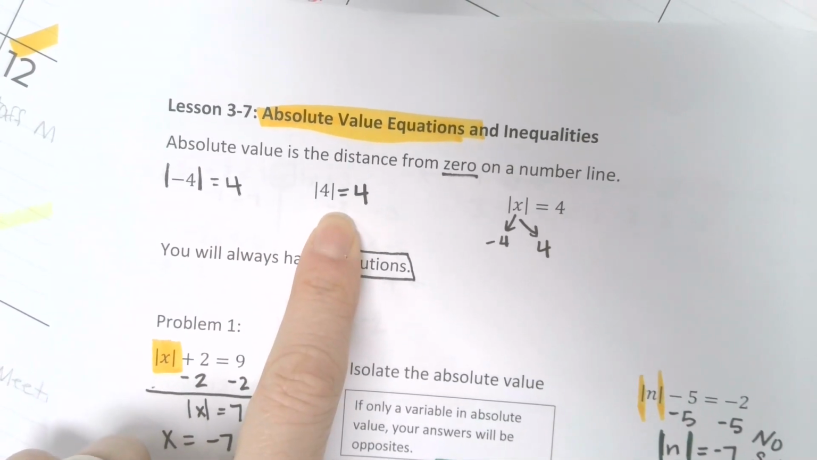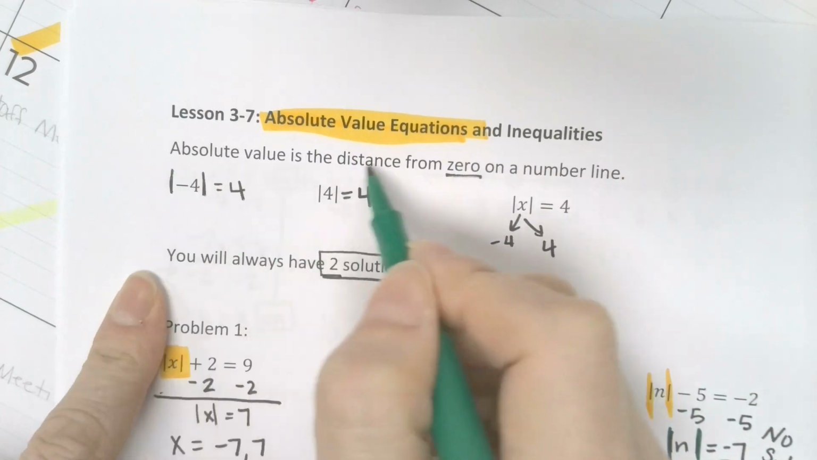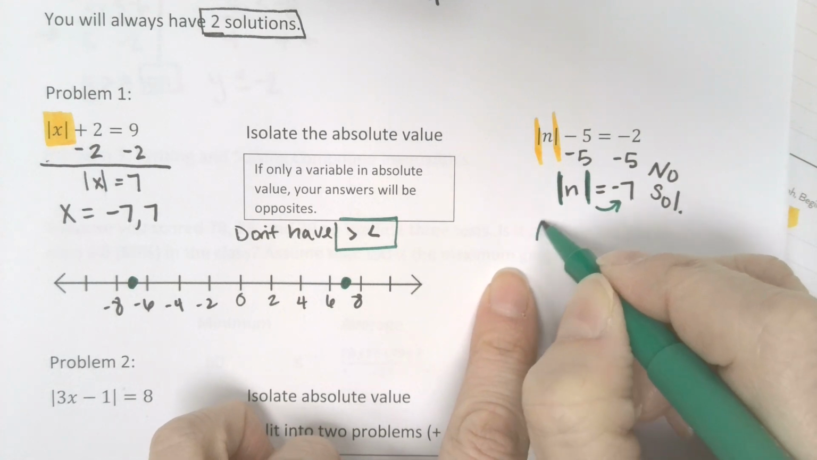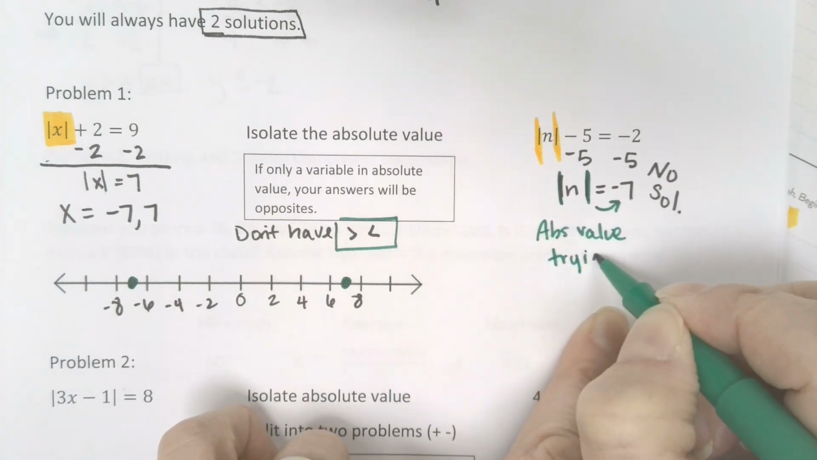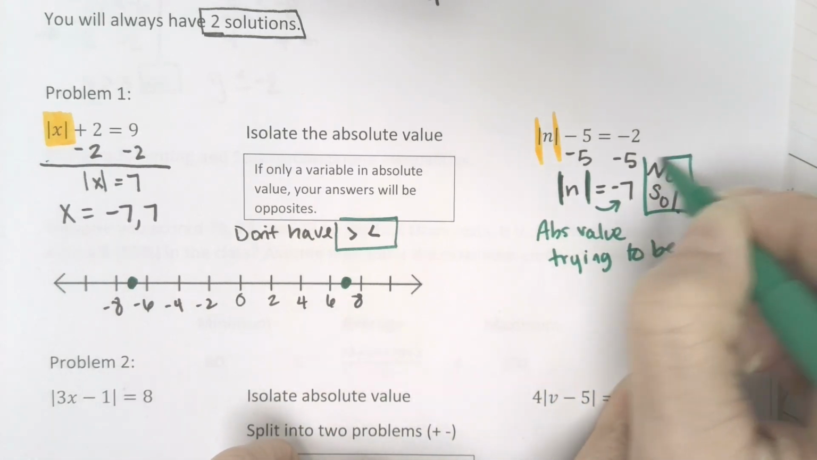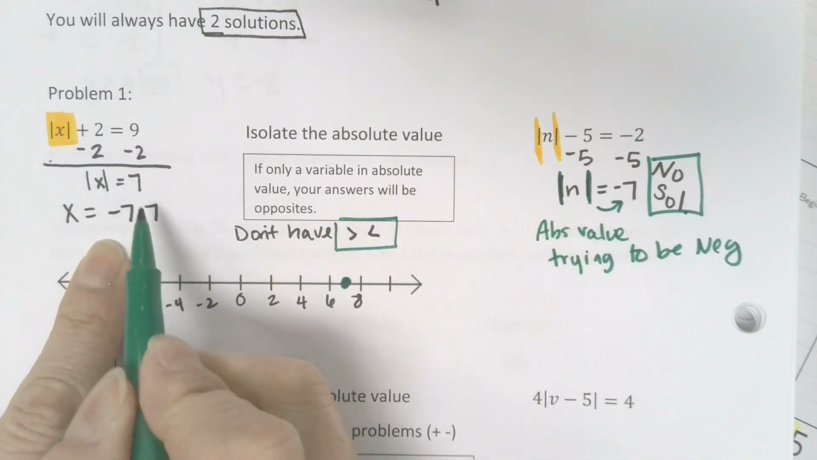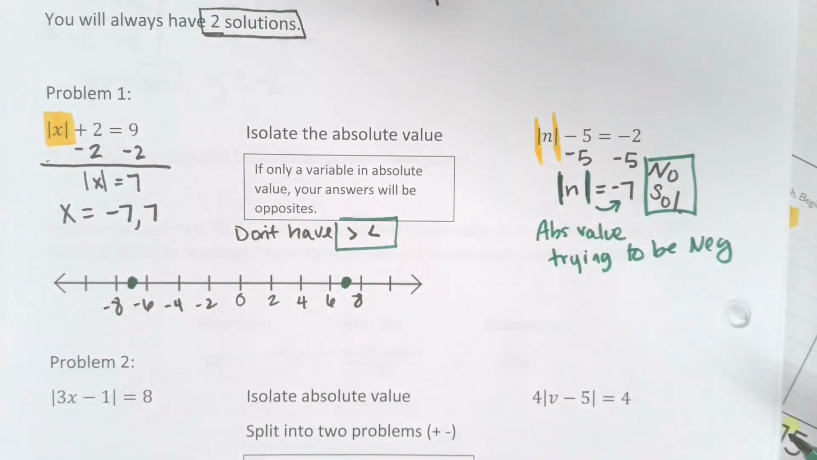If the number inside is positive, the absolute value is positive. It is an absolute distance. So a distance really can't be negative. Even if a person was walking backwards, they'd still be going a distance. So the fact that you have an absolute value trying to be negative is what makes this a no solution. The number inside can be negative. The solution can be negative. An isolated absolute value cannot equal a negative number, though.